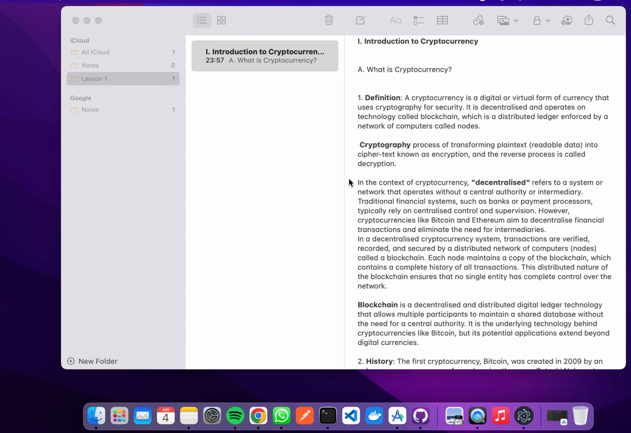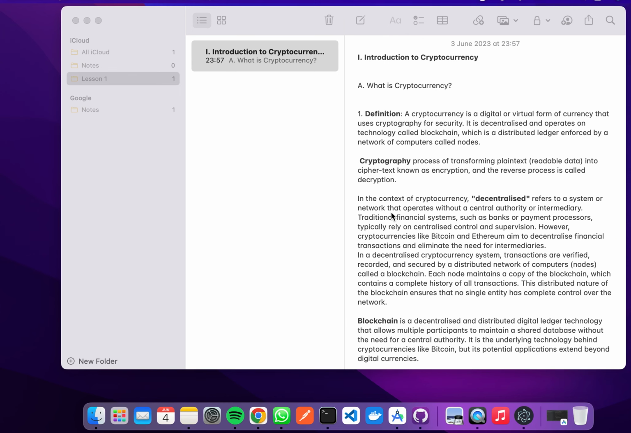Cryptography is the process of transforming plain text, which is readable data, just like what you can see from the screen, into ciphertext. And this is what you call encryption. And to reverse that, you do what you call a decryption. So encrypting and decrypting data is what you use mathematical algorithms called cryptography. So maybe you can check that out at your own time and learn more about it.